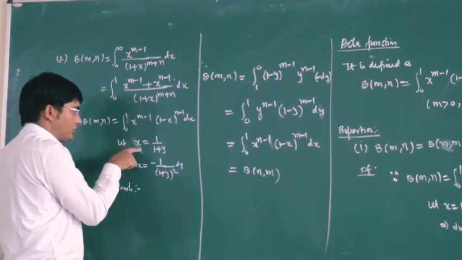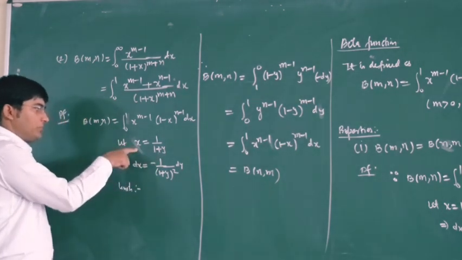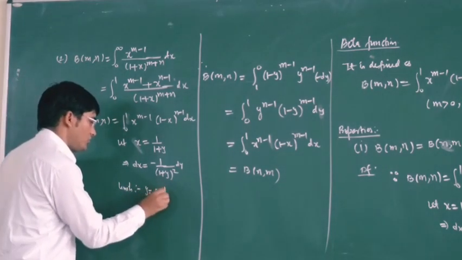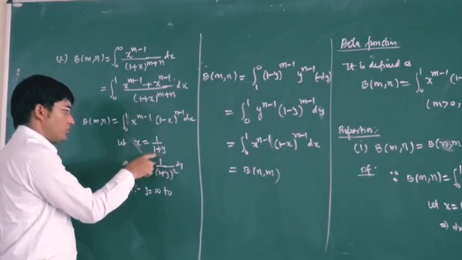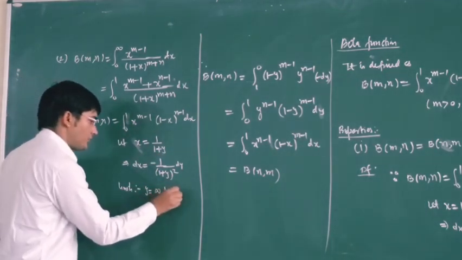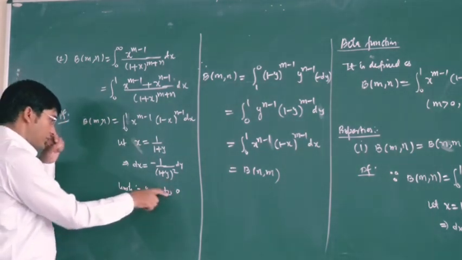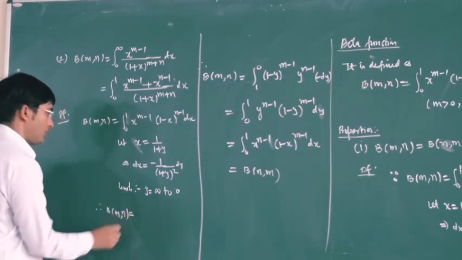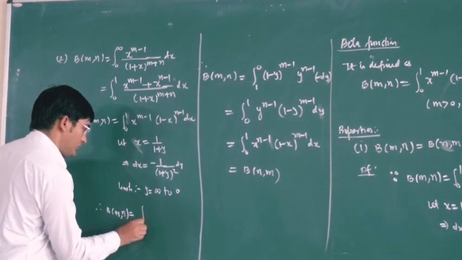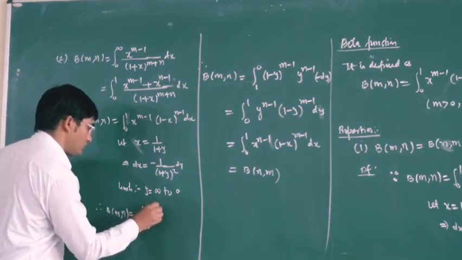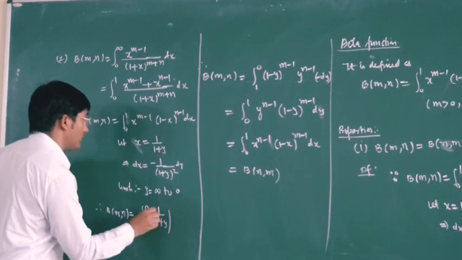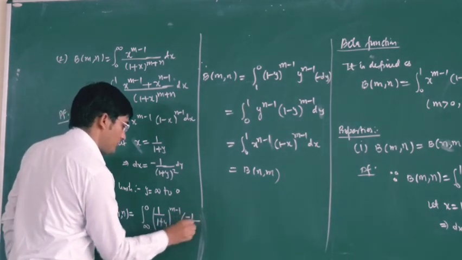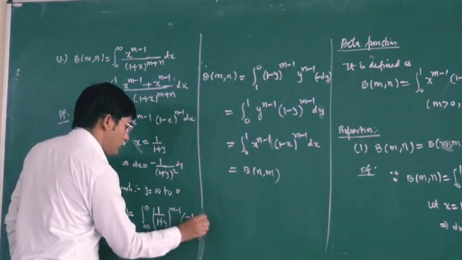now if you put x equal to 0, then 1 plus y will be 1 upon 0, and 1 upon 0 means infinity. So y will start from infinity to, if you put x equal to 1, then 1 plus y equal to 1, so we have y equal to 0. So the limits are from infinity to 0. Therefore, our beta mn is equal to, now the limits are from infinity to 0. Your x is 1 upon 1 plus y, power m minus 1. Your dx is minus 1 upon (1 plus y) whole square dy.